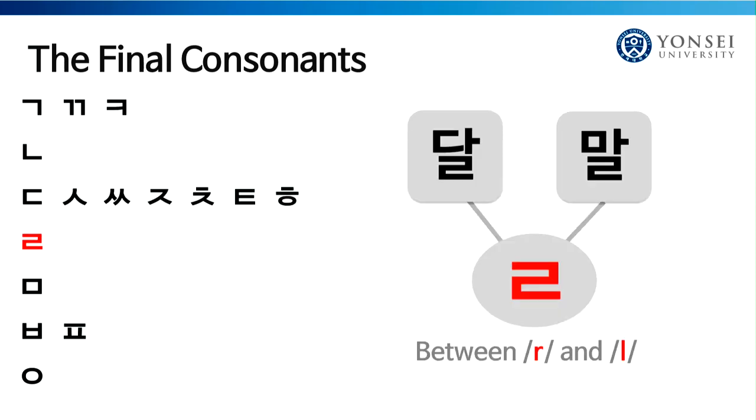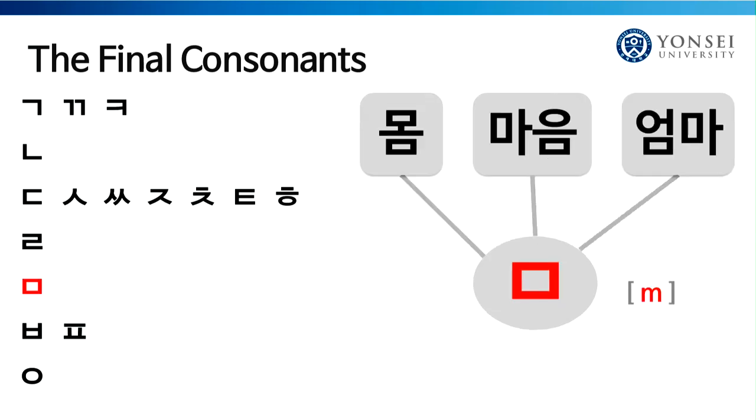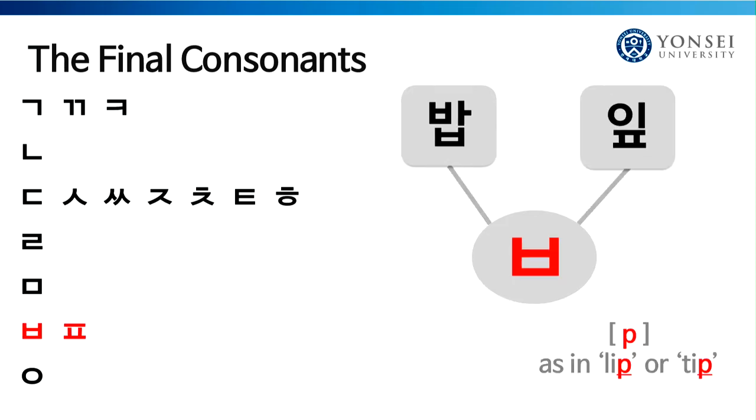리을 has a similar sound to the L in English, but it's different from the L in male or nail. It sounds like between R and L. 달, 말. 미음 is the equivalent of the English M sound. 몸, 마음, 엄마. 비읍, 피읍 are all pronounced P. 밥, 입.